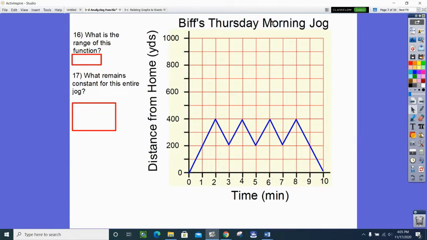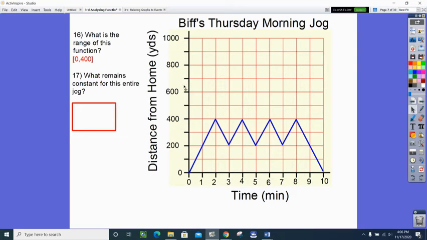Thursday. Hey, Biff, wake up again. Wow, this is weird. Okay. What is the range of this function? Did you put from 0 to 400 yards? That is your minimum y and your maximum y, and it should be brackets.